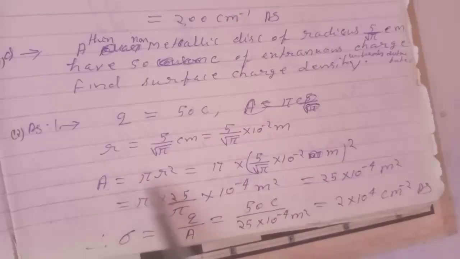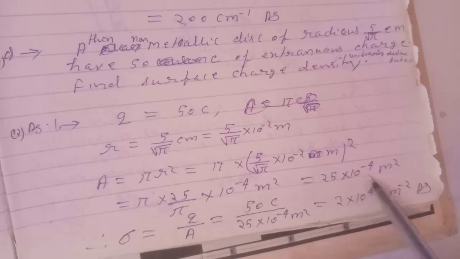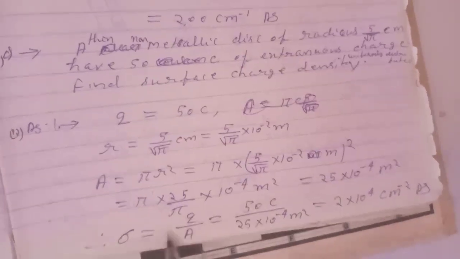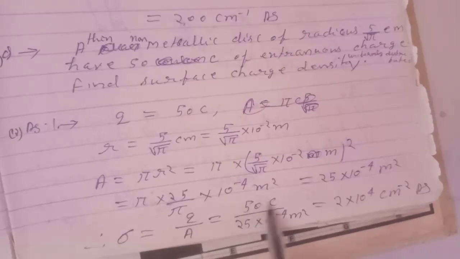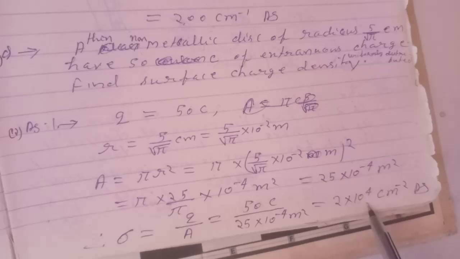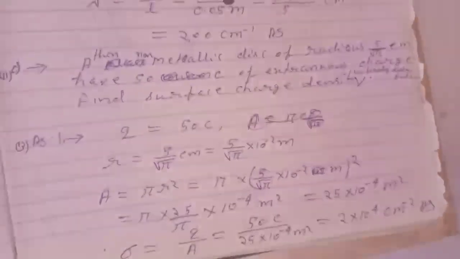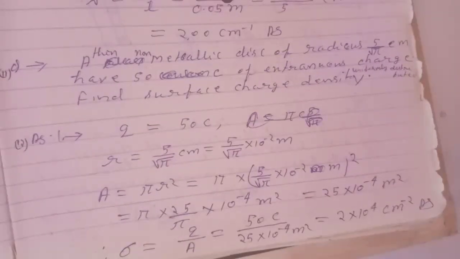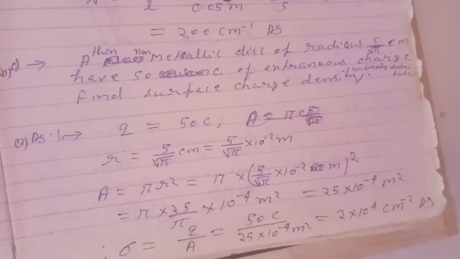radius, so A equal to pi R square. So putting this value and solving, we have 25 into 10 to the power minus 4 meter square area. So surface charge density will be Q by A, given 15 coulomb by 25 into 10 to the power 4 meter square, or 2 into 10 to the power 4 coulomb per meter square. This is the surface charge density of the given body.